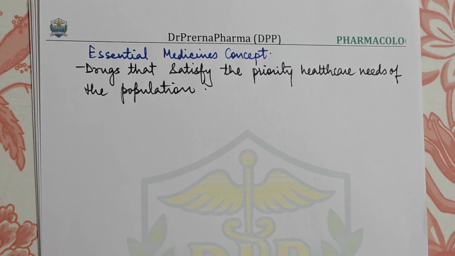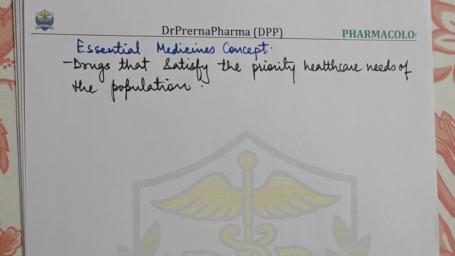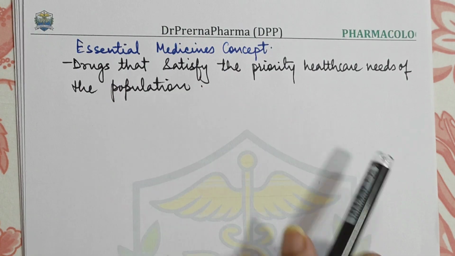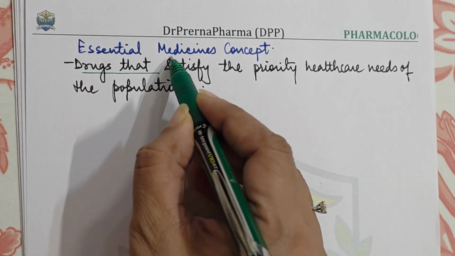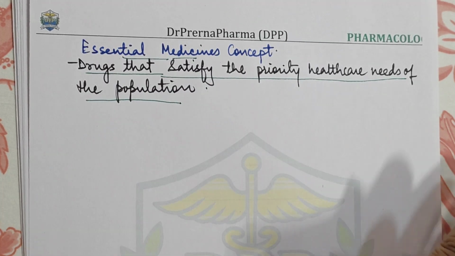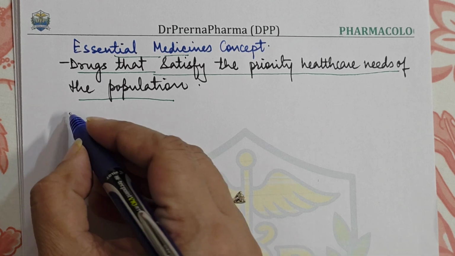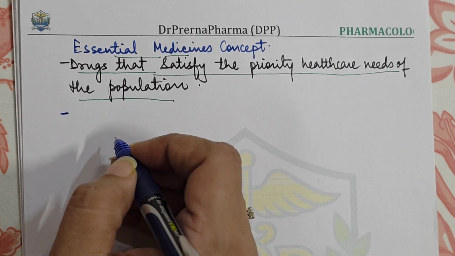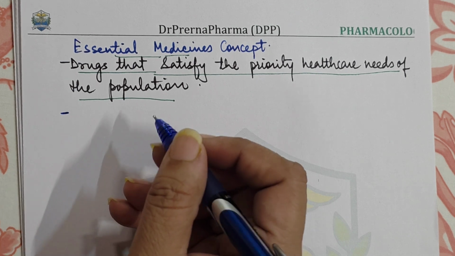Now students, coming to the second lecture in this General Pharmacology, here we have to understand the main concept of essential medicines. Now, what is this concept of essential medicines? The concept of essential medicines says that essential medicines are those drugs which satisfy the priority healthcare needs of the population. So in a population, when there are so many people, which medicine will be selected as an essential medicine? This is what we have to understand.